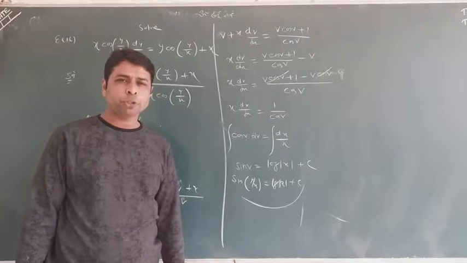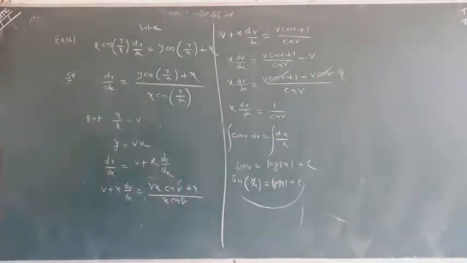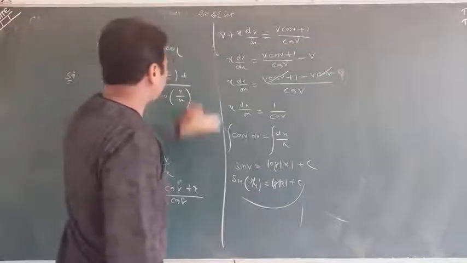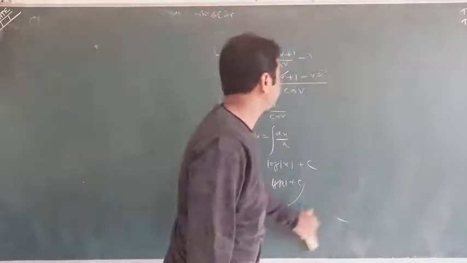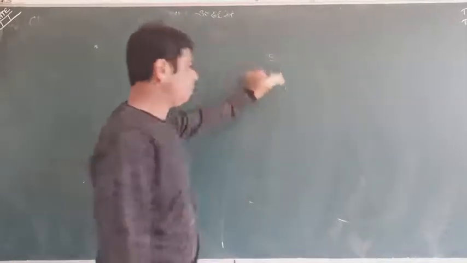So it was the easiest one compared to the last one. That was a very big question, but this is a small one. But you should know that the method is very important, student. Whenever y by x is coming, you take y by x equal to v and go on. The question will be easy. Okay, now we can see more examples from the book.